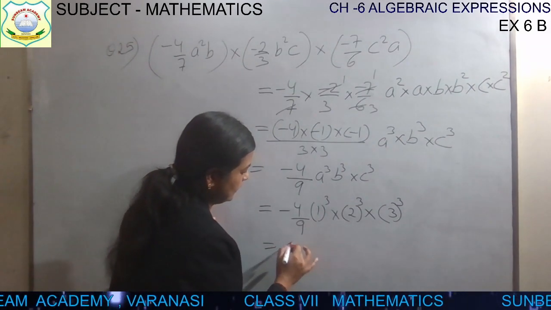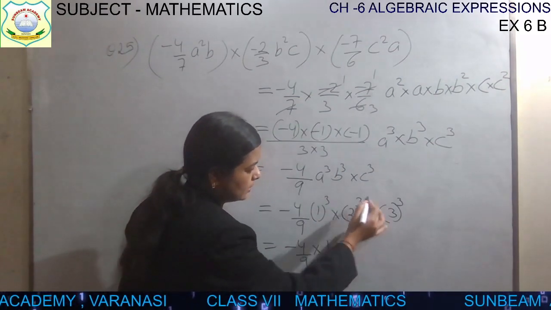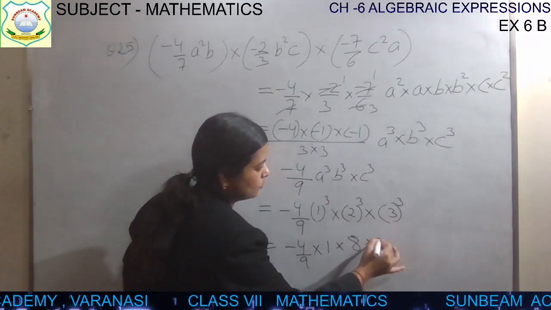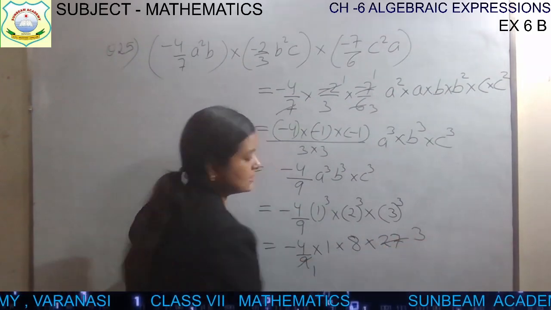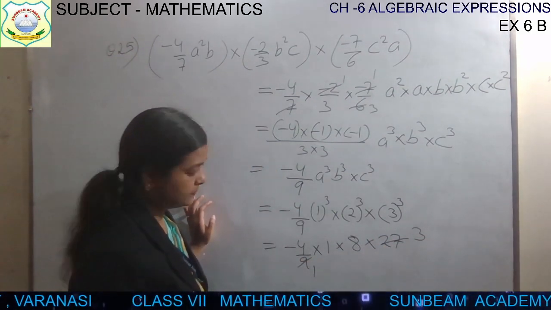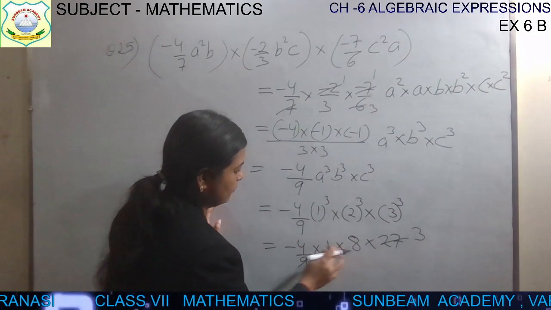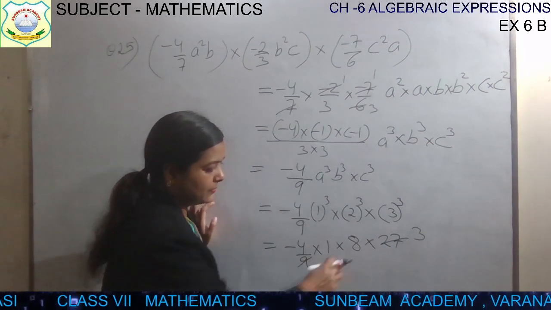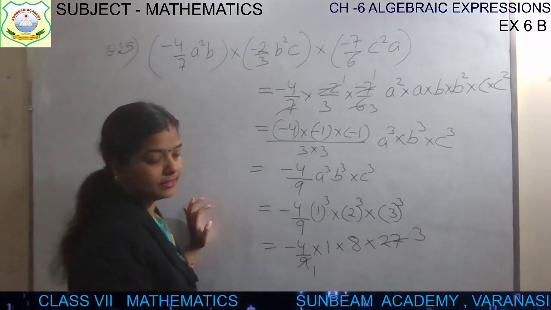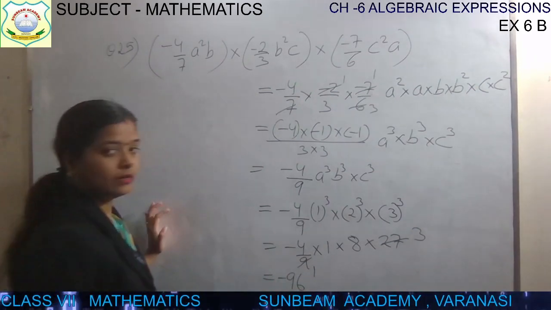So how will you get it? Minus 4 by 9 into 1 into 2 cubed is 8 and 3 cubed is 27. 9 1s are 9, 9 3s are 27, it gets cancelled. Now this will become 4 3s are 12, and 12 8s are 96. So the answer will be minus 96 on this side.